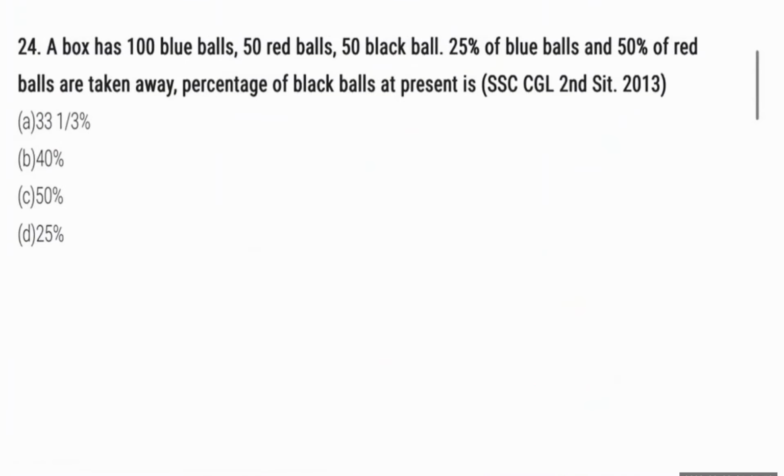24 PSM. A box has 100 blue balls, 50 red balls, 50 black balls. So the box has 100 blue, 50 red, 50 black. The question is, 25% of blue.